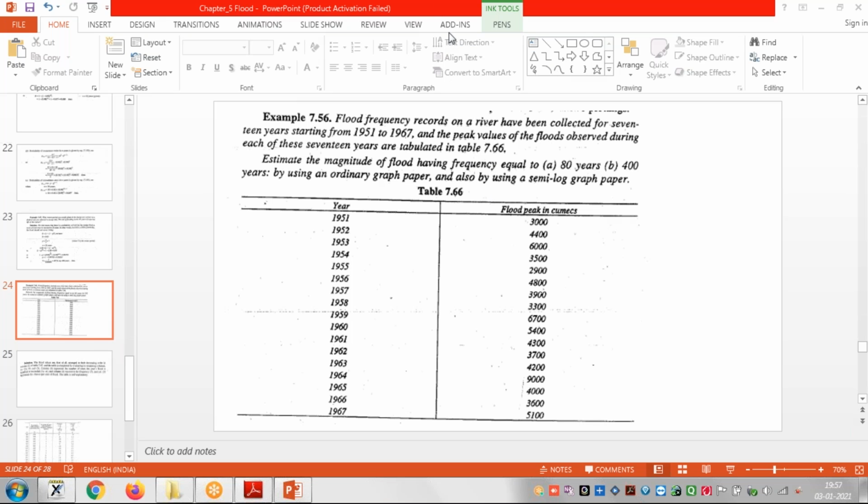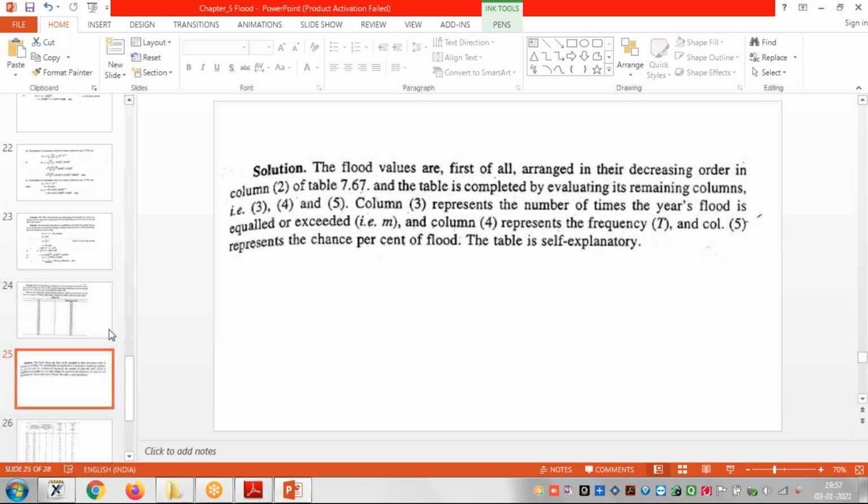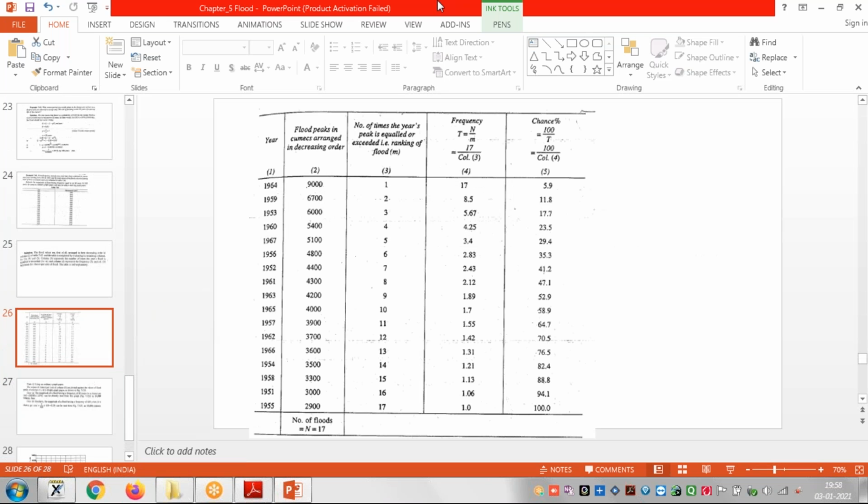So first of all, from 1951 to 1967, some data is given. Somewhere it is 3,000, 4,400, 6,000. Then again something small, likewise, right? Somewhere it is a big value, somewhere a very small value. What I told you, the first thing we will do when we start the solution, right? This is what is given. The solution is that first we will arrange in a sequential manner.